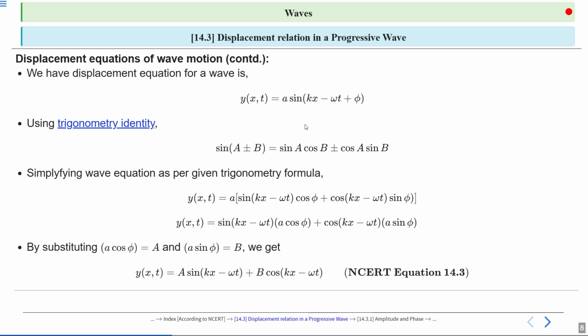If we let a equal to A cos phi and b equal to A sine phi, we can write the equation as y of x, t is equal to a sine (kx minus omega t) plus b cos (kx minus omega t). Clear? It's a very general way to express a wave, and it shows that a wave can be written as a sum of sine and cosine terms with appropriate coefficients.